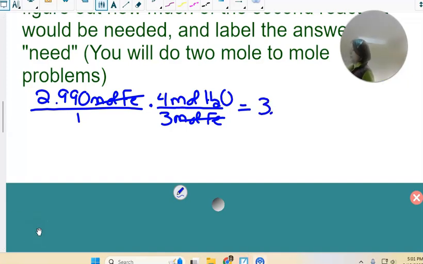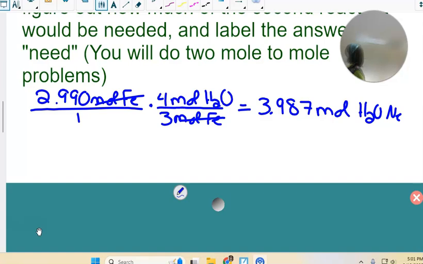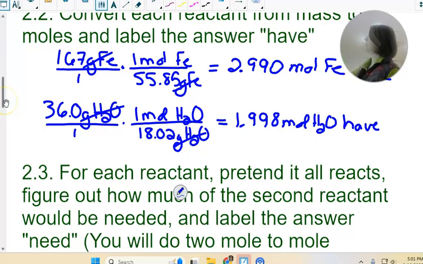Okay, what did you get for your answer? If you got 3.98 and then rounding for 4 sig figs, 3.987 moles water. We're supposed to label this "need." Good job. Now we have to do that for the other one. So we'll start with how much water we have, which we have to go all the way back up here. How much water do we have? 1.998 moles.